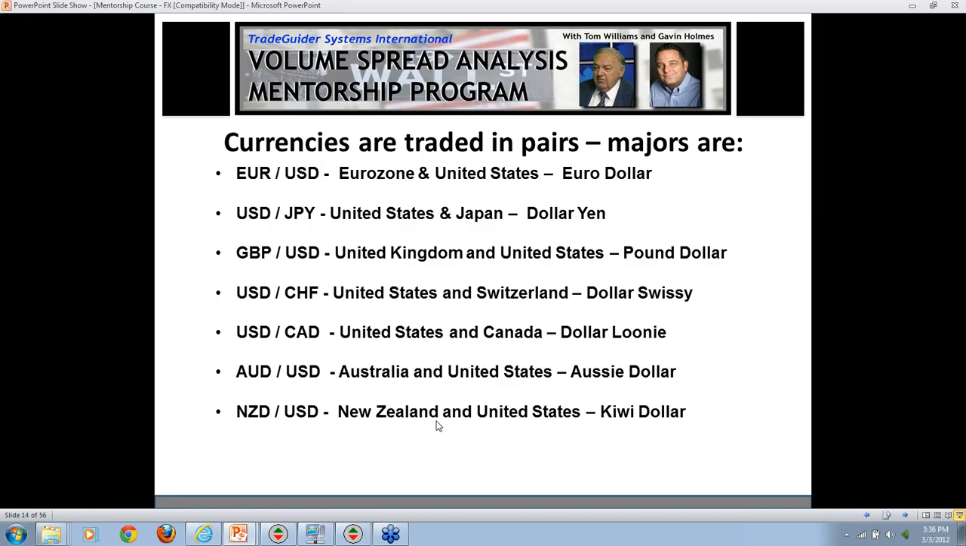I haven't listed them all because there's too many, where you can trade the Hong Kong dollar against the Singapore. I mean, it just goes on. But the main pairs, okay, there it is.